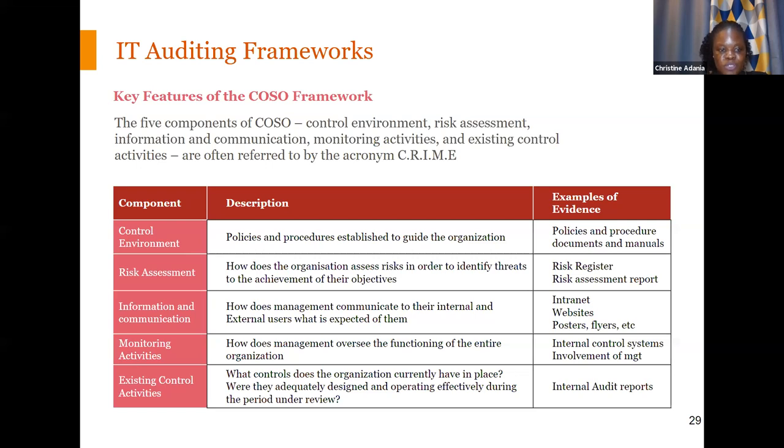So what do we do when we're looking at the control environment? Basically, what we seek to understand is whether policies and procedures have been established to provide guidance to the organization, and then what kind of evidence would you need? Obviously, policies and procedures, manuals that they have in place, handbooks. How are those policies being established and how are they being implemented?